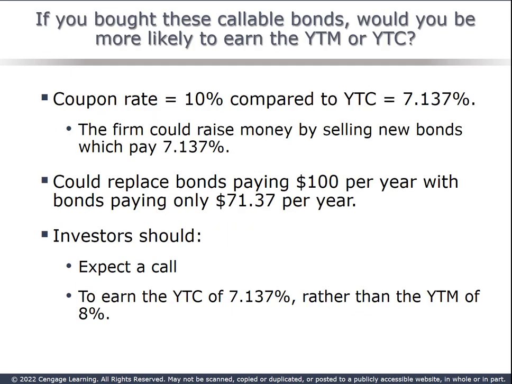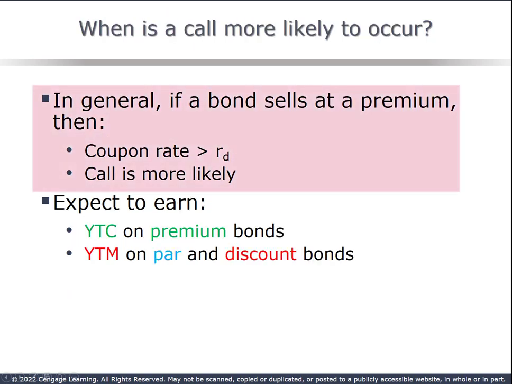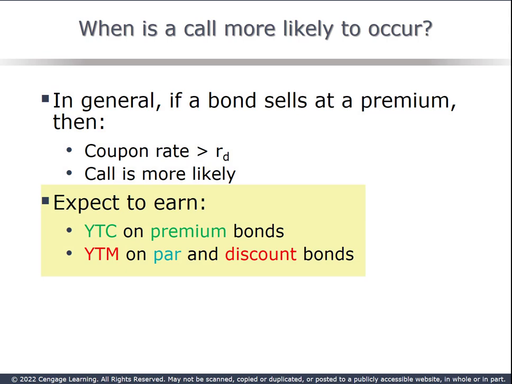The 3.568 yield to call result is a 6-month rate. With a nominal rate of 7.137, it may be in the firm's best interest to call in the 10% bond issue and issue new bonds at the lower market rate. Investors should anticipate a call and expect to earn 7.137. In general, if a bond is selling at a premium, it means the bond's coupon rate is above going market rate, so its call is likely. Bonds selling at par or at a discount, unlikely to be called.